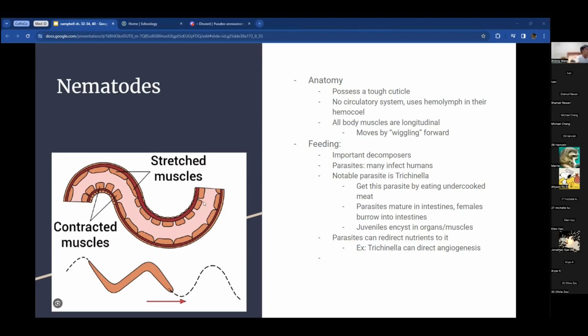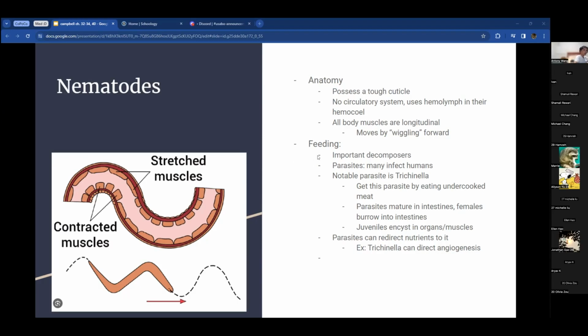As you see here, the muscles are oriented along the dorsal-ventral axis. And so if you contract one, it bends the body one way or the other. All body muscles are longitudinal, and it moves by wiggling forward.